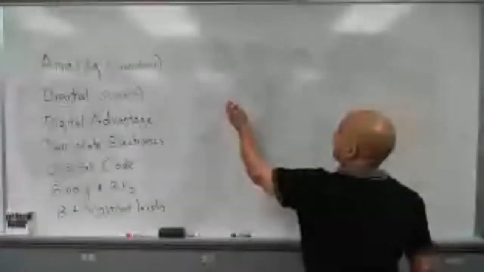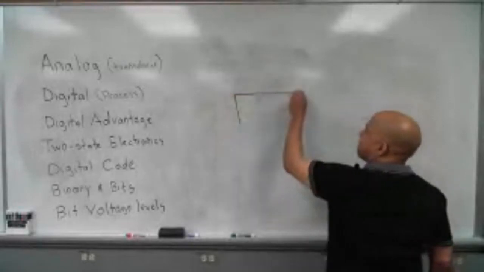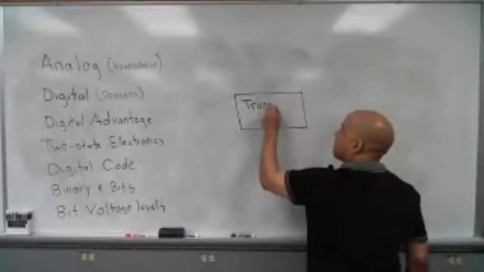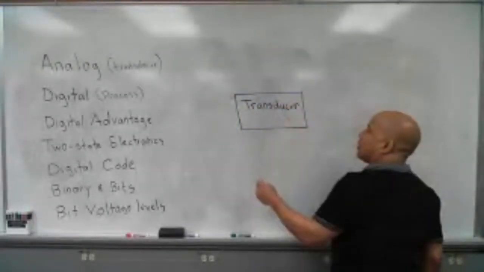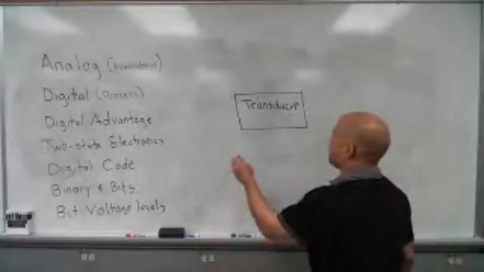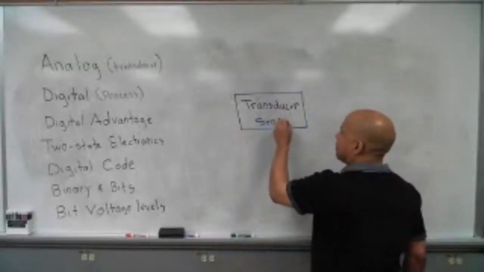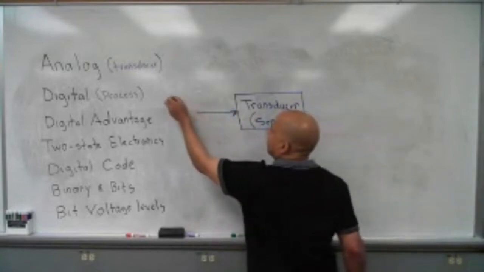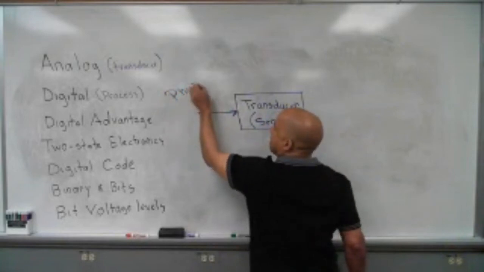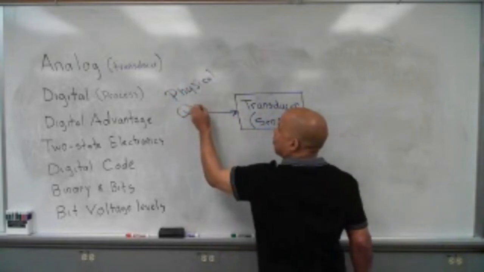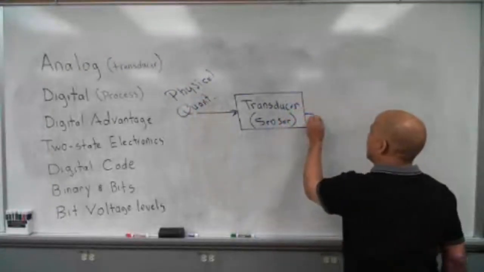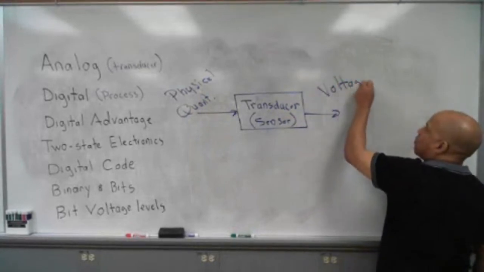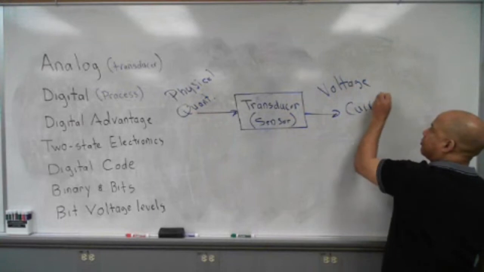Usually what we do is we have some kind of device called a transducer. In physics, they call it a transducer. In engineering, they probably call it a sensor. But what this device does is it takes, on this side, some kind of physical quantity, and on this side, it converts it to either a voltage or current.